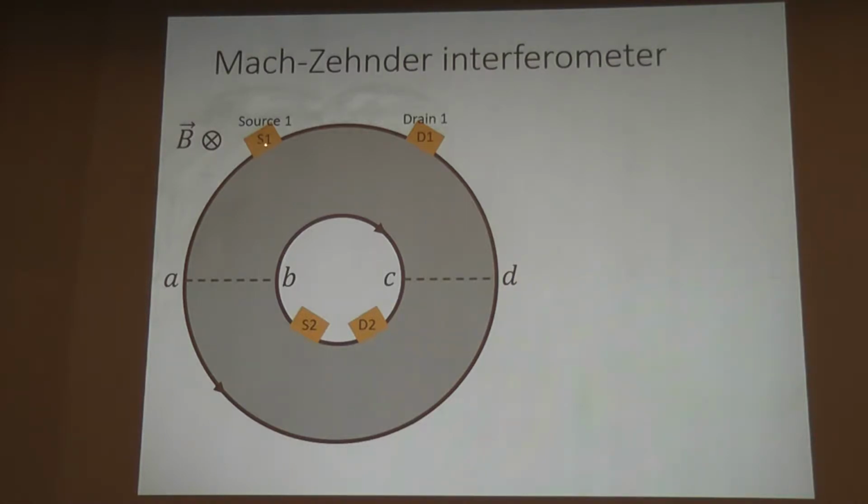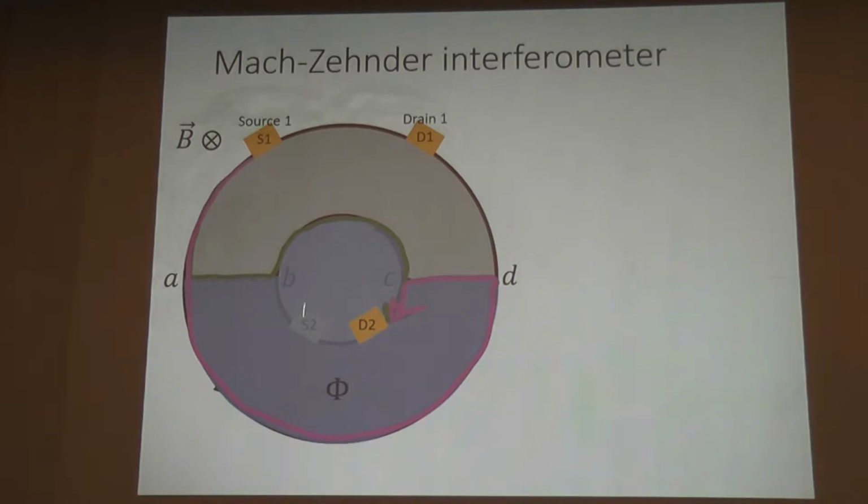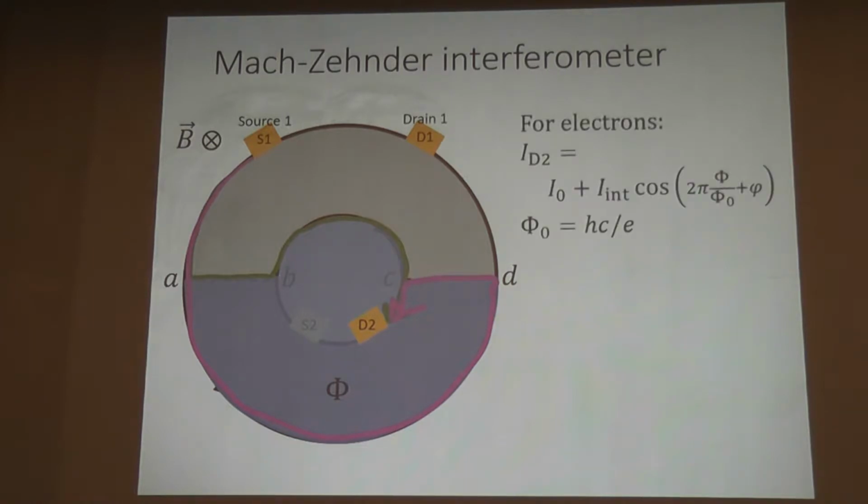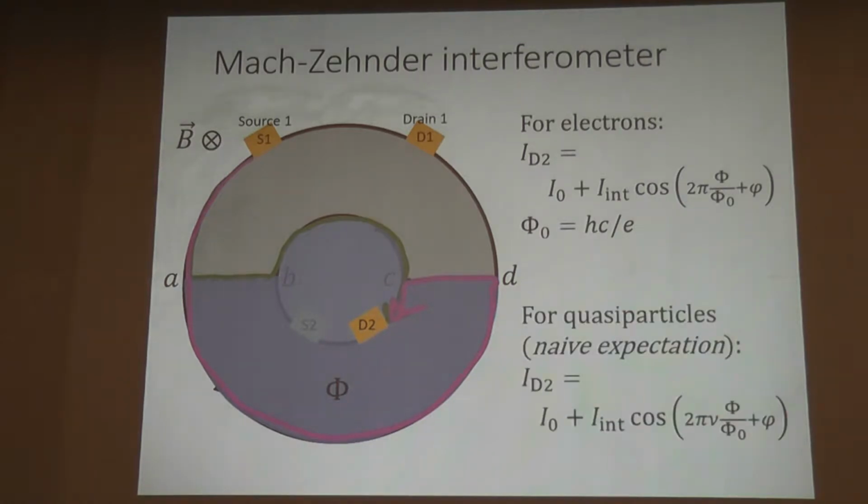So if I inject something here, it can travel to D2 in two ways, either like this or like this. And these two paths are going to interfere. And since the system is subjected to a magnetic field, the interference amplitude is going to contain the magnetic flux between those two trajectories. If I had electrons traveling in my system, I would expect the Aharonov-Bohm effect in the interference current. But since I have fractional quasi-particles traveling in my system, I have to replace the electron charge by the fractional charge, and naively I expect some fractional Aharonov-Bohm effect.